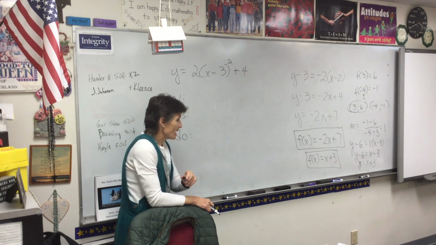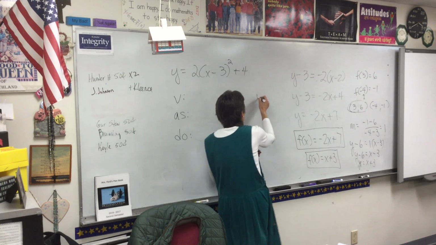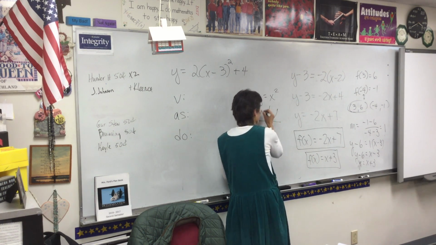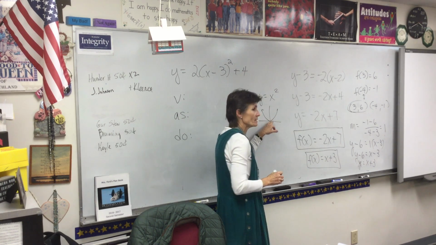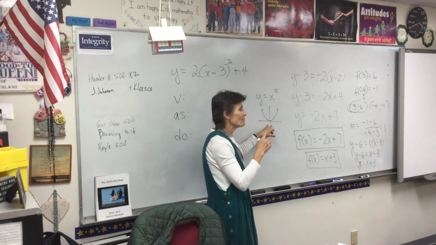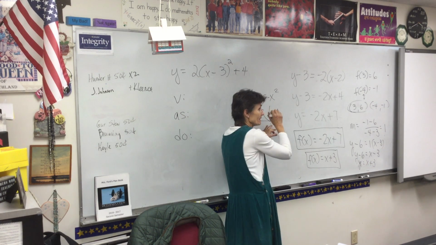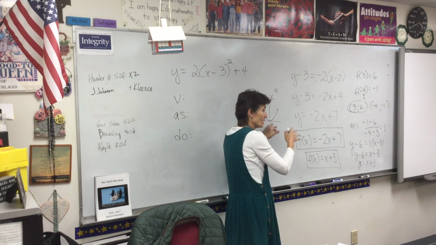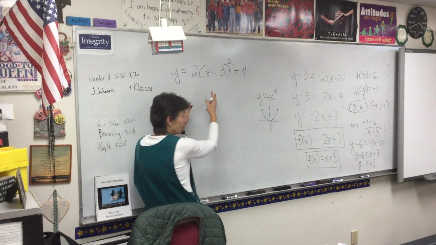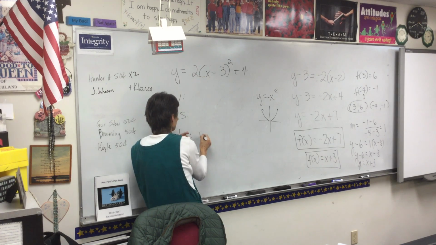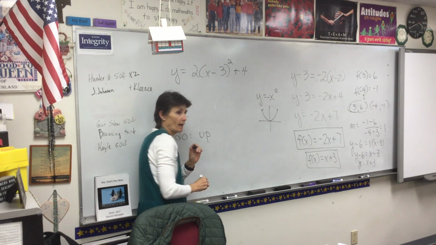Now, your BFF, your y equals x squared, that was this parabola, right? That's what you memorized? So it opened up. How did we make it open down? We put a negative out in front of it, and that turned it upside down. So when I look at this parabola, do I see a negative out in front of it? No. So therefore, it must open up.